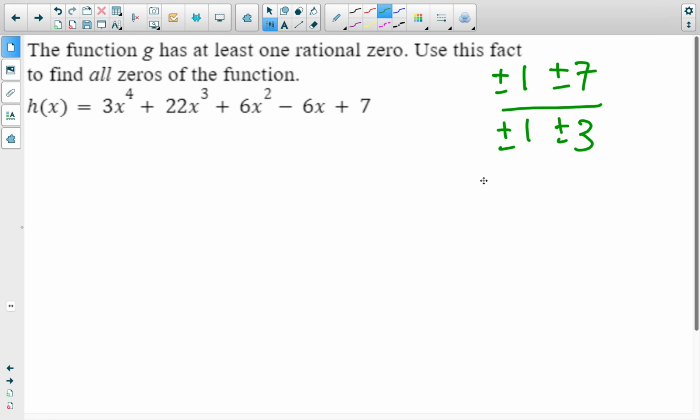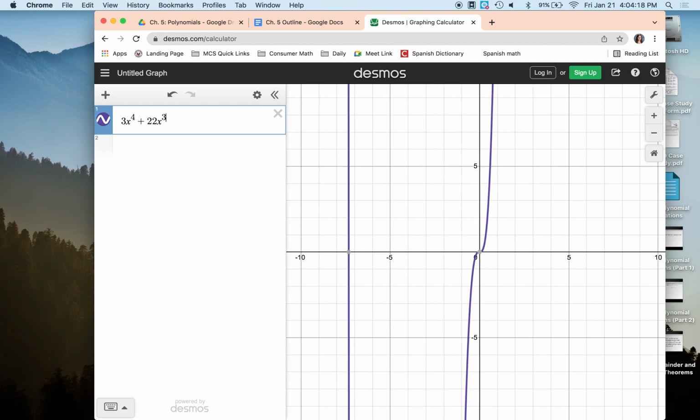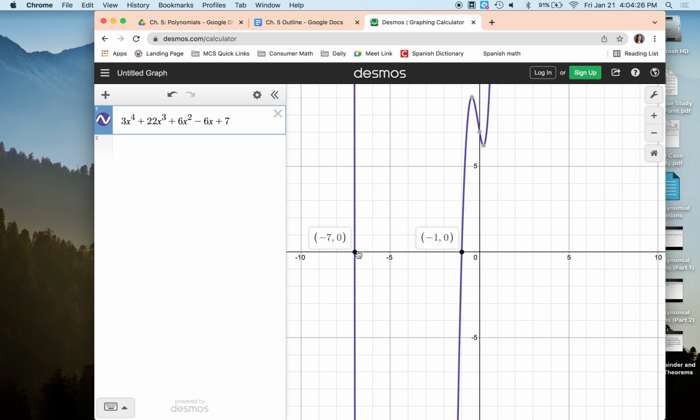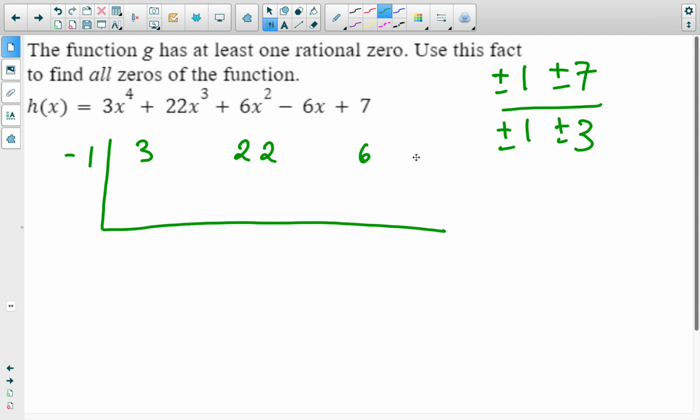So what we are going to do is take a look at our graph, right? 3x to the 4th plus 22x to the 3rd plus 6x squared minus 6x plus 7, and so we see 2 real zeros, -1 and -7 again somehow. So let's do synthetic division. 3, 22, 6, -6, and 7.